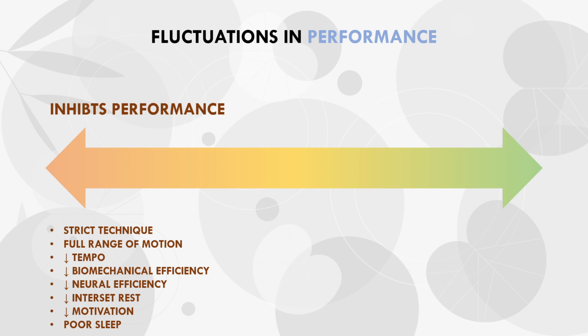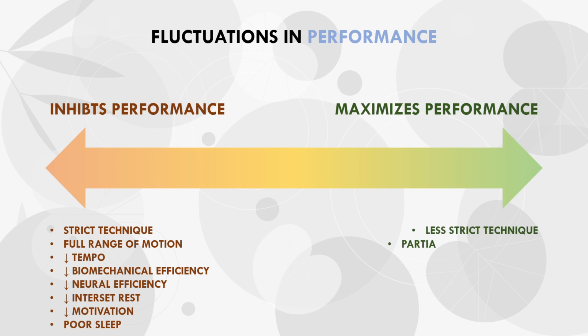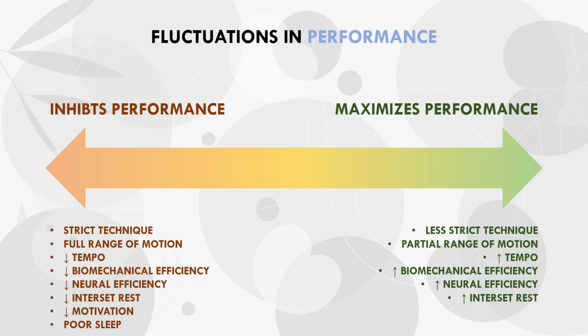On the other hand, performance will be maximized by lifting with less strict technique, partial range of motion, a faster tempo, greater biomechanical efficiency when we are neurally efficient at the lift, with longer interset rest periods, with increased motivation, and with a good night of sleep. Once again, this doesn't necessarily mean that this will provide a better hypertrophic stimulus, it just means we are able to lift more weight in the short term.